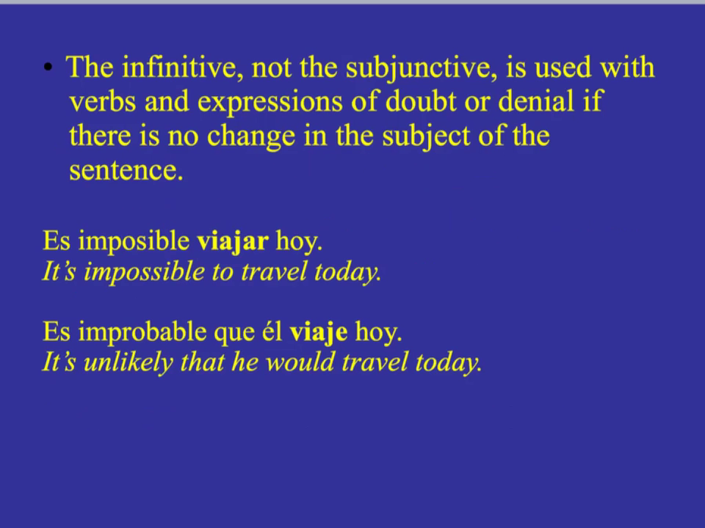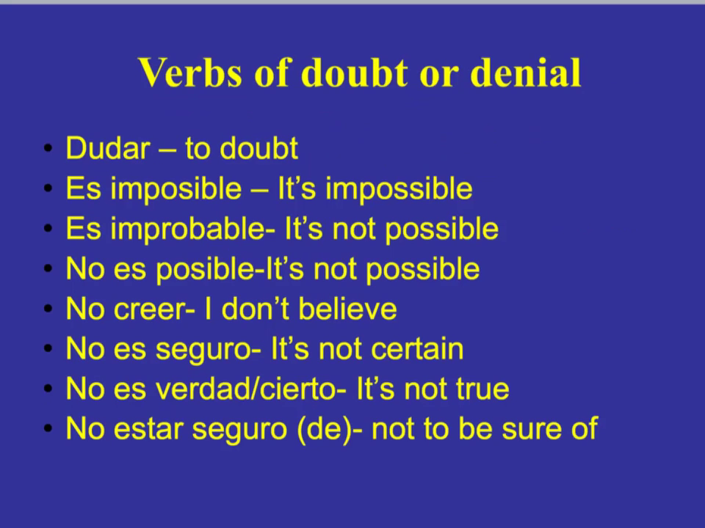The infinitive, not the subjunctive, is used with verbs and expressions of doubt and denial if there is no change in the subject. So again, the subjunctive is only necessary if there is a change in subject. Es imposible viajar hoy. It's impossible to travel today. Versus, es improbable que él viaje hoy. We've got a change in subject there. Here are some examples of verbs with doubt or denial. These are the ones that come in that first clause in the sentence. So all of these come in that first part.